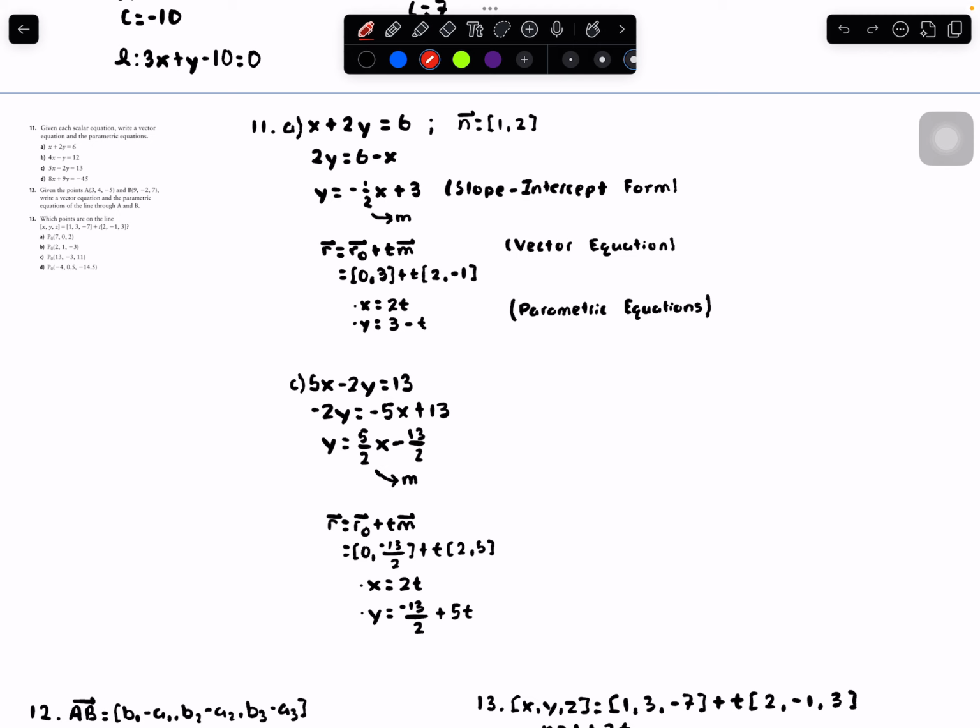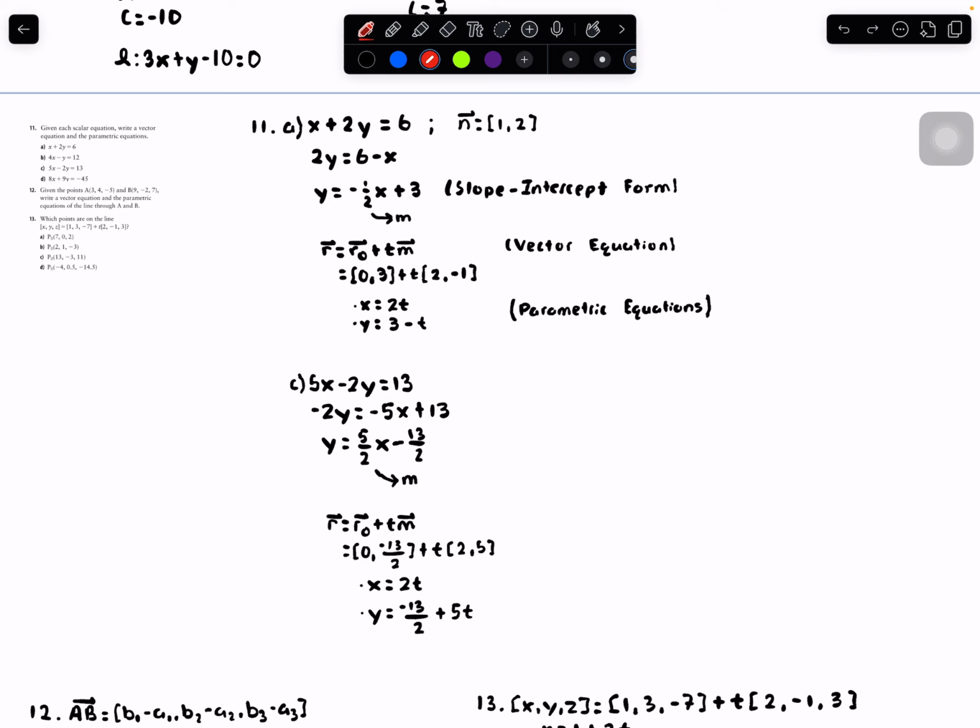Welcome back. We continue where we left off for chapter section 8.1, equations of lines in 2 space and 3 space. So we left off on question 11. Question 11 asks us, given each scalar equation, write a vector equation and the parametric equations.